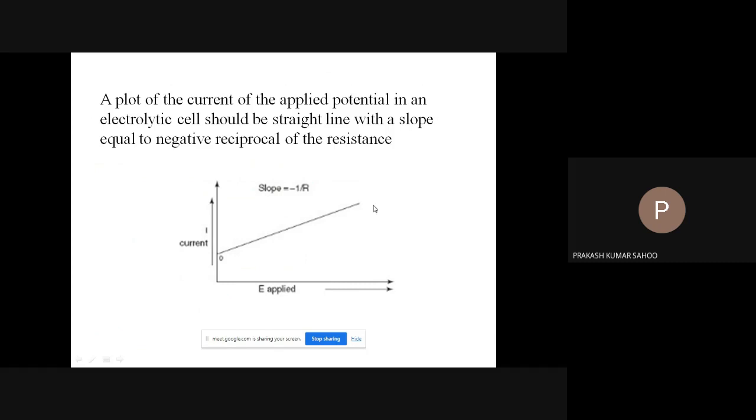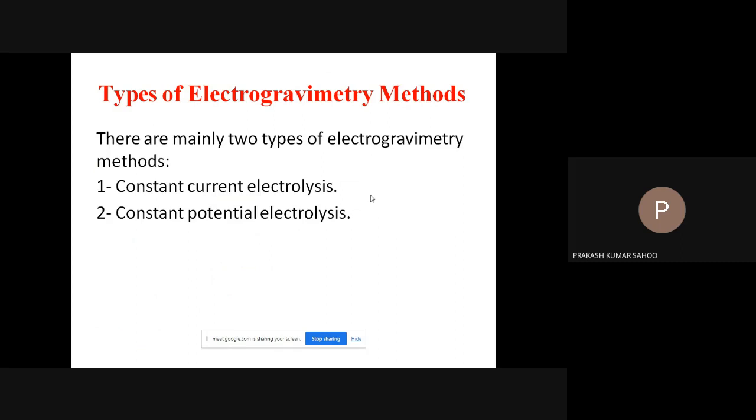And you should know that in an electrolytic cell, a chemical reaction is carried out with the help of electrical energy. So for the electrogravimetric method, we have two types, that is constant current electrolysis and constant potential electrolysis.